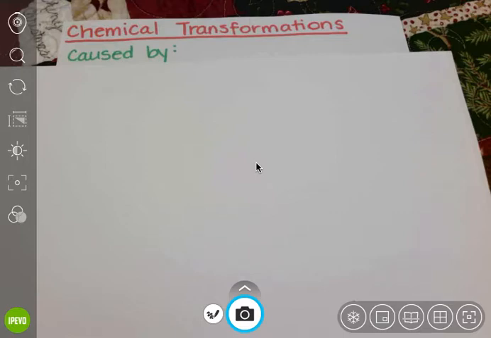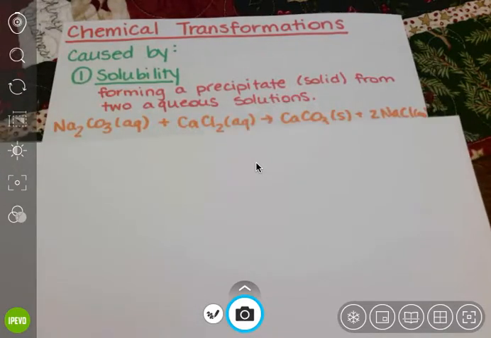All right, guys, so today we're going to talk about chemical transformations. We've talked about 3 ways that chemical reactions can be driven, right? And so we're going to first go over the things that cause chemical transformation. The first one of those is solubility, right? So let's remember that in solubility, forming a precipitate, which is something that's solid that forms from 2 aqueous solutions, can drive a chemical transformation.